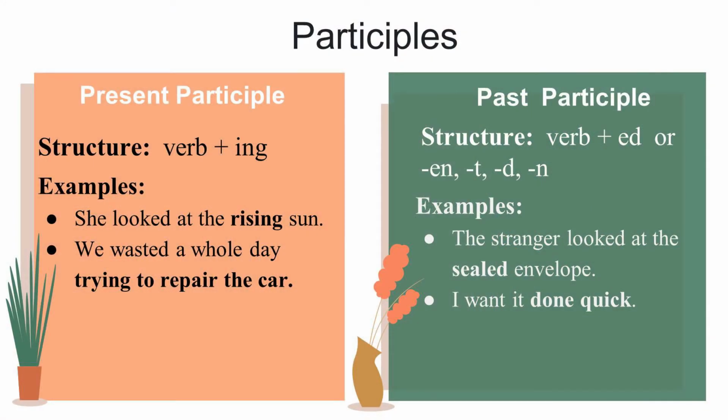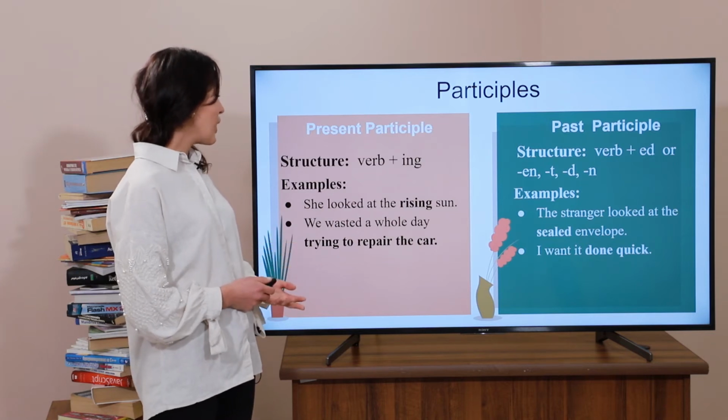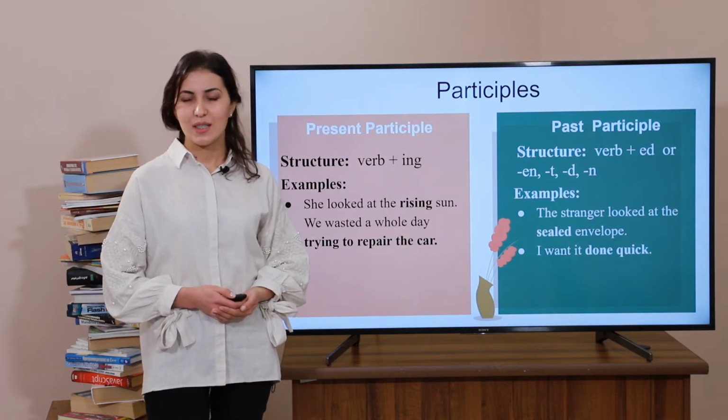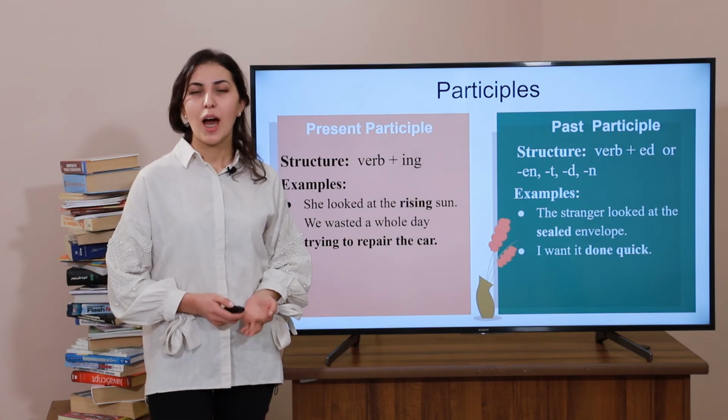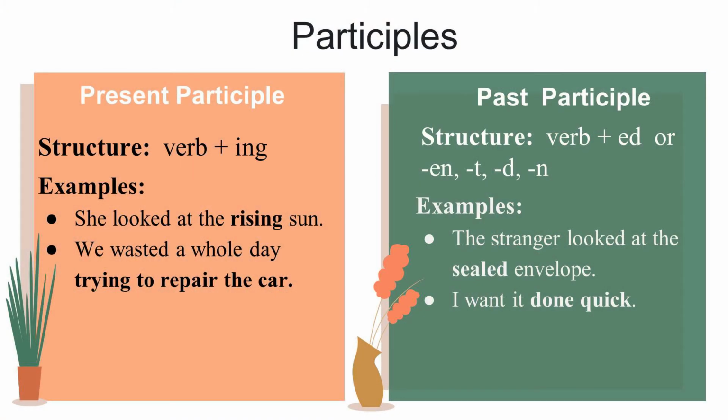She looked at the rising sun. The participle is rising, and being formed by a verb, it does not function as a verb. In this sentence, the predicate, the main verb, is looked, while rising, the participle describes the sun. Which sun or what kind of sun? The rising sun. Another example, we wasted a whole day trying to repair the car. In this case, the participle describes the verb, how they have spent the whole day. So they spent the day trying to repair the car.